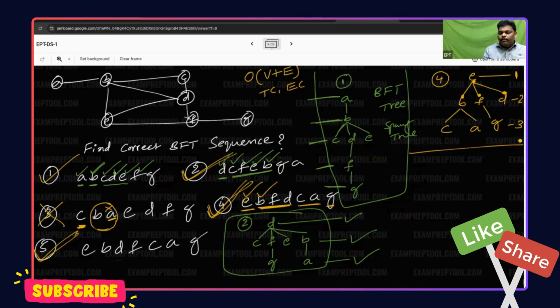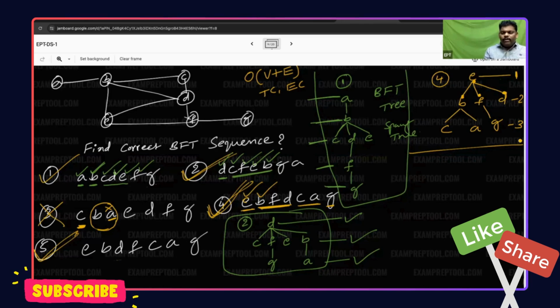Be careful, everyone. When you say tree, it may be a directed tree or an undirected tree. But the rules are like this. Everyone observe. What are the rules for an undirected tree? There is no cycle, and it is connected. When you say tree, no cycle and connected.